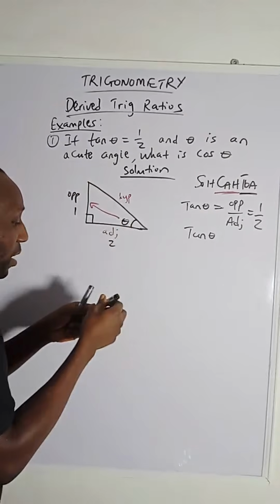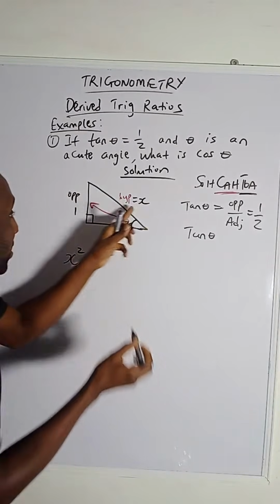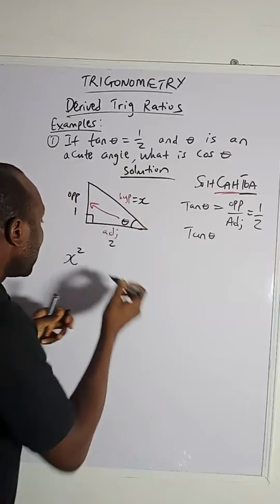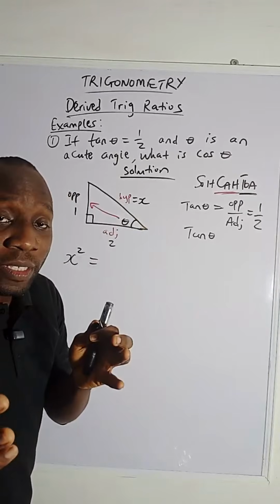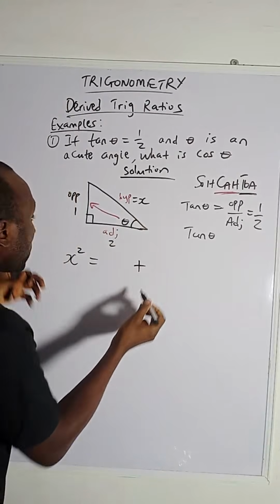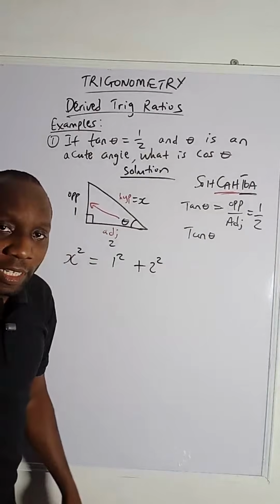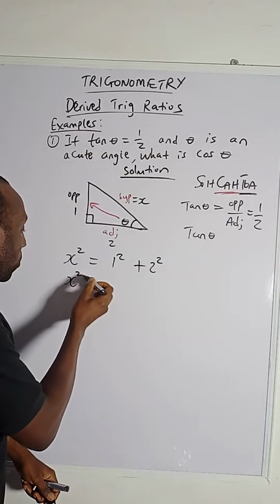So if we need to get the longest side, let's call this x. The square of the longest side, labeled as x, is equal to the sum of squares of the other two sides. So the sum of the squares, 1 squared plus what? 2 squared. You see that? So x squared will be equal to what?